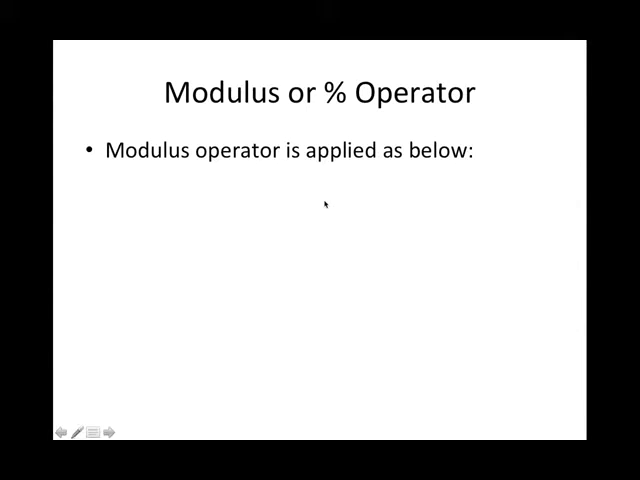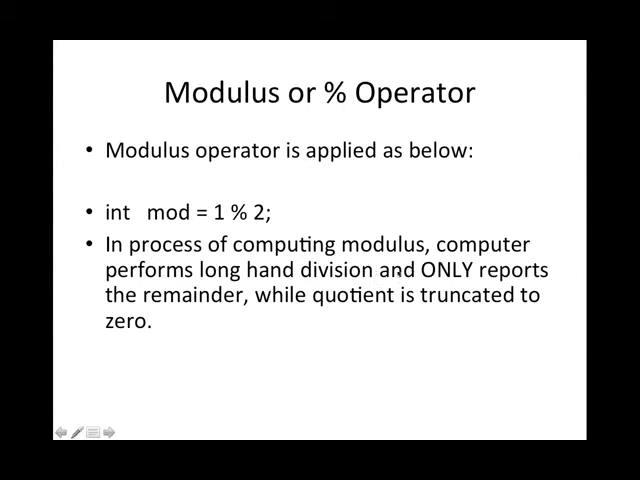Modulus operator is applied as below. We can say int mod, that means we are creating a memory location called mod, which is integer type, 1 modulus 2. And the separation between numbers and modulus operator does not matter. In the process of computing modulus, the computer again performs the longhand division, but this time it only reports the remainder, and the quotient is truncated to 0.